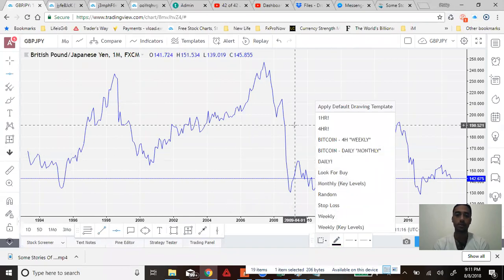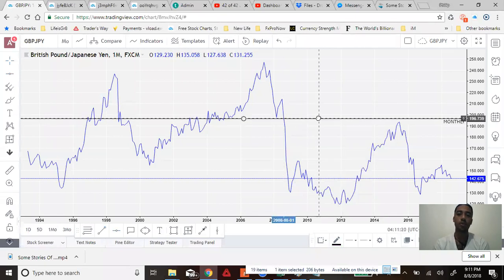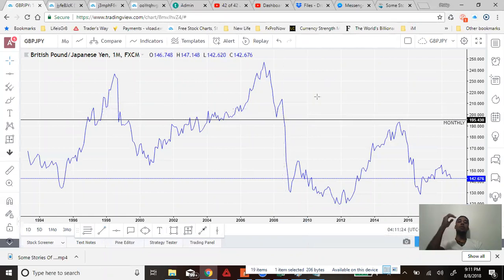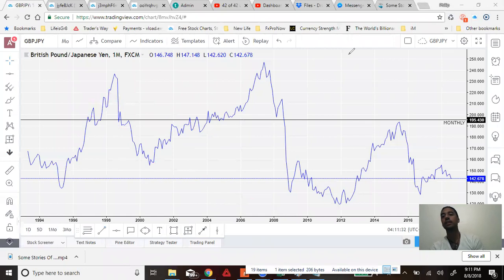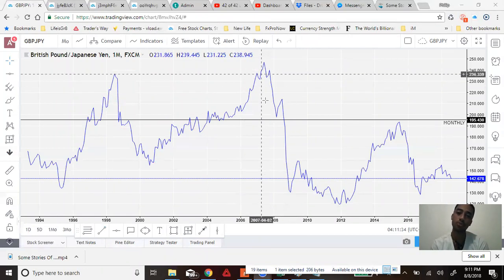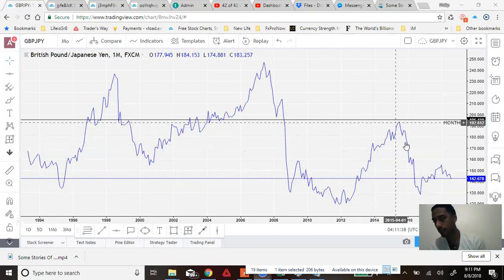Called monthly key level. Okay, so if anything, this is where I find one of those situations. So I see a gap right here. Now what we're looking for is price to really make a significant move. As you can see, this is a really significant move.